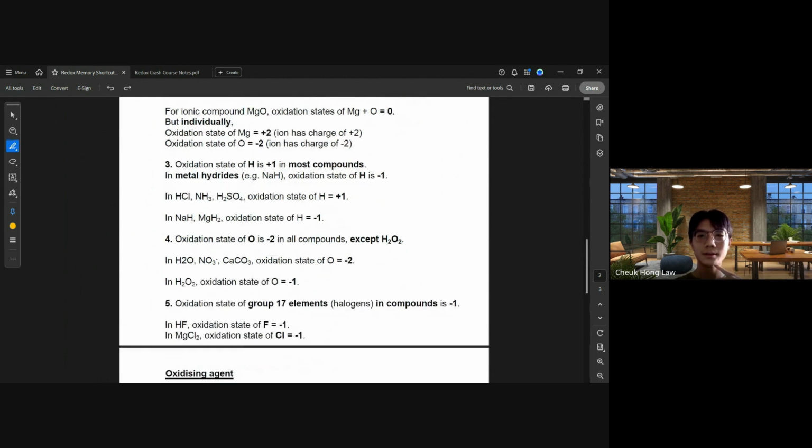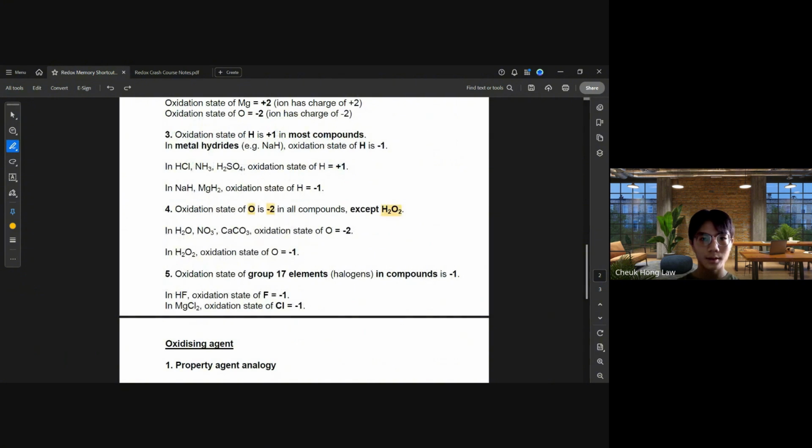Let's move on to the fourth rule, the oxidation state of oxygen. The oxidation state of oxygen is -2 in all compounds, except for hydrogen peroxide, H2O2. In any other compounds like H2O, NO3-, CaCO3, the oxidation state of oxygen will be -2. Then in H2O2, hydrogen peroxide, the oxidation state of oxygen is -1. That's the only exception. In other cases, as long as oxygen is in a compound, the oxidation state will be -2. All right, that's the fourth rule.